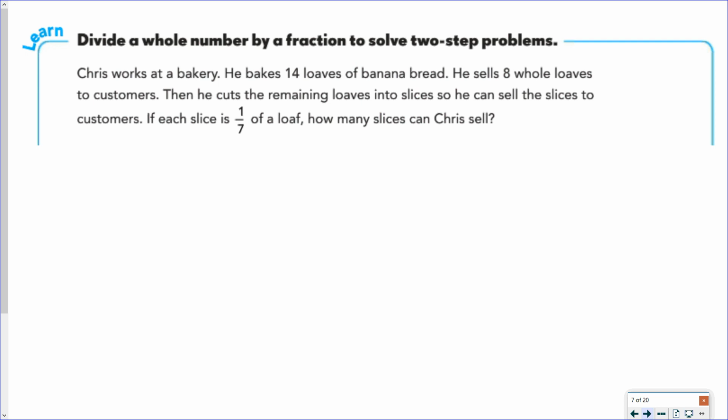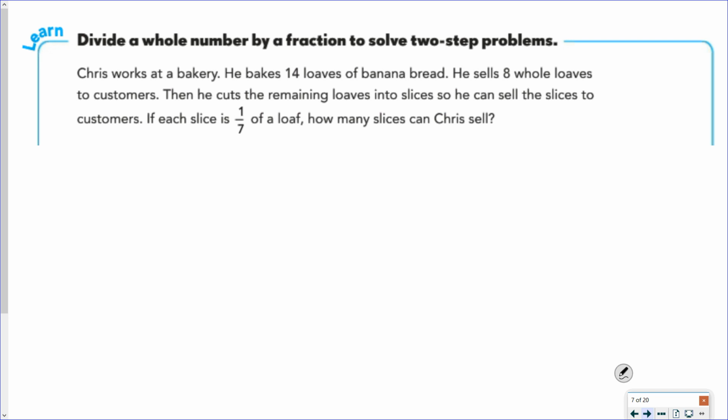Chris works at a bakery. He bakes 14 loaves of banana bread. He sells 8 whole loaves to customers. He then cuts the remaining loaves into slices so he can sell the slices to customers. If each slice is 1/7 of a loaf, how many slices can Chris sell?